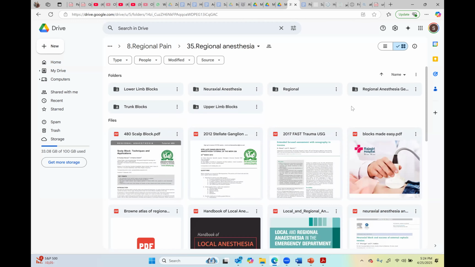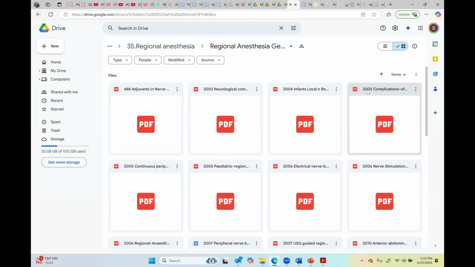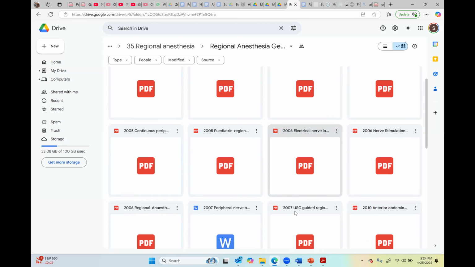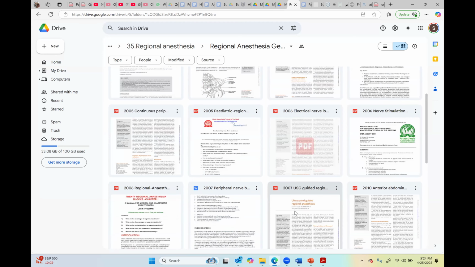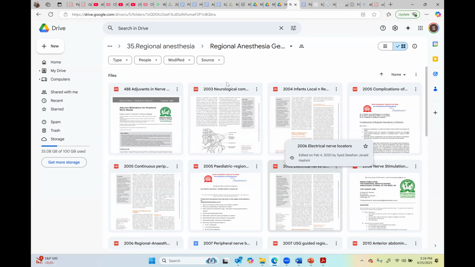Actually, I will discuss PECS block in another session on separate surgeries. I think I will leave PECS block and some of the blocks for that discussion, inshallah. I'm leaving PECS block. I will discuss it with breast surgery.